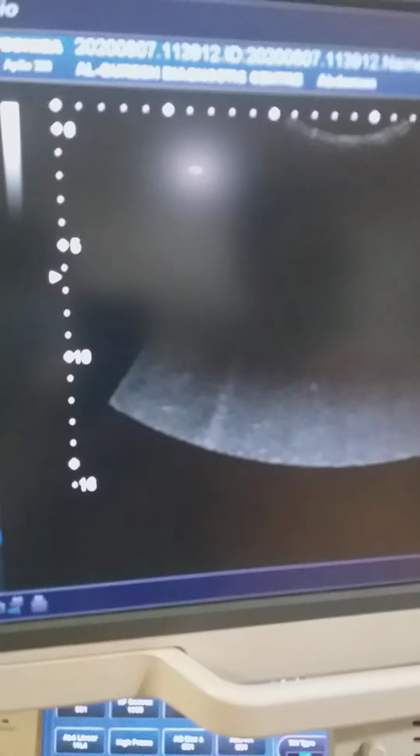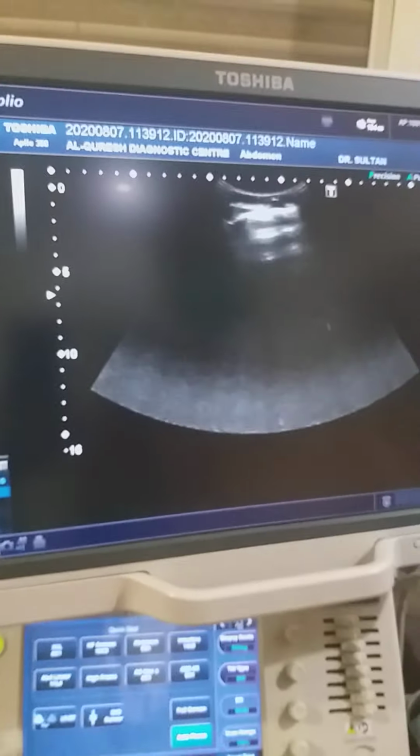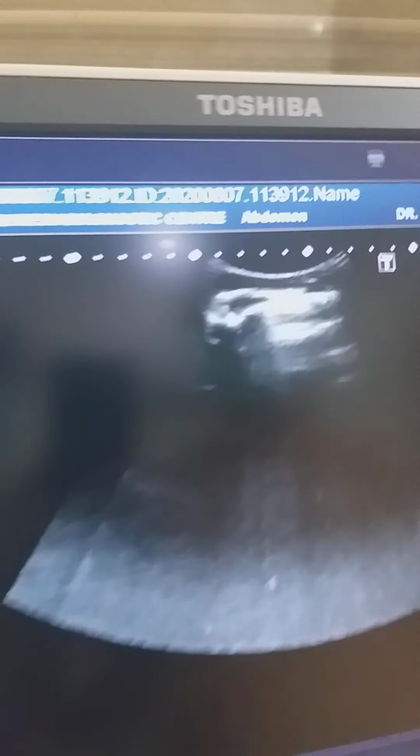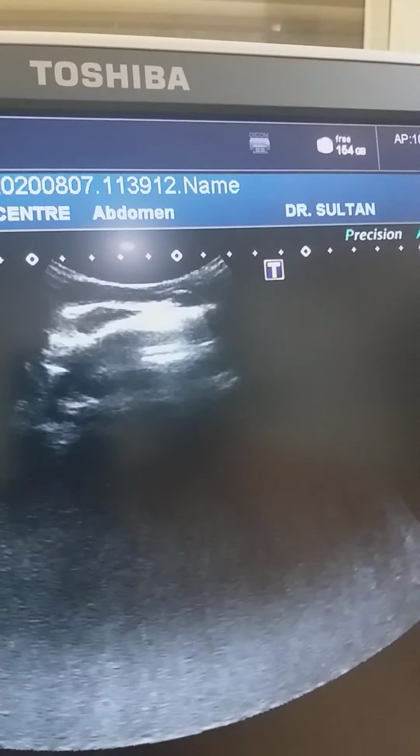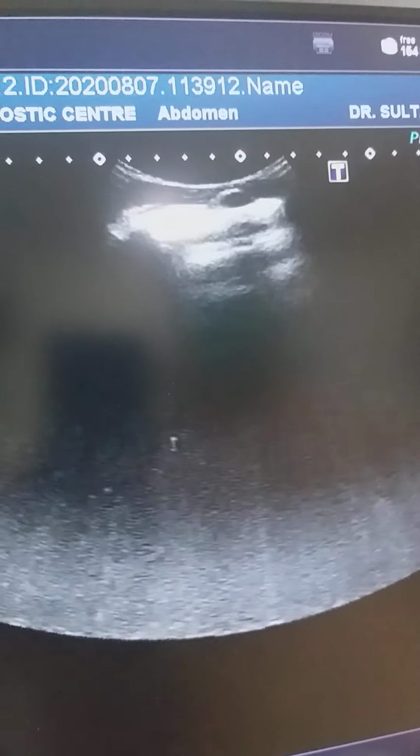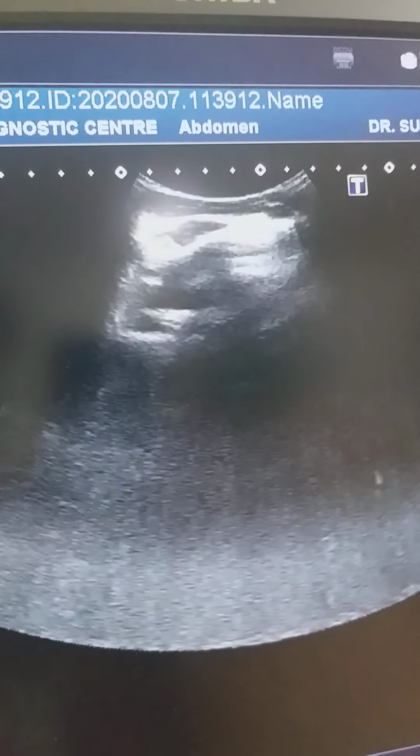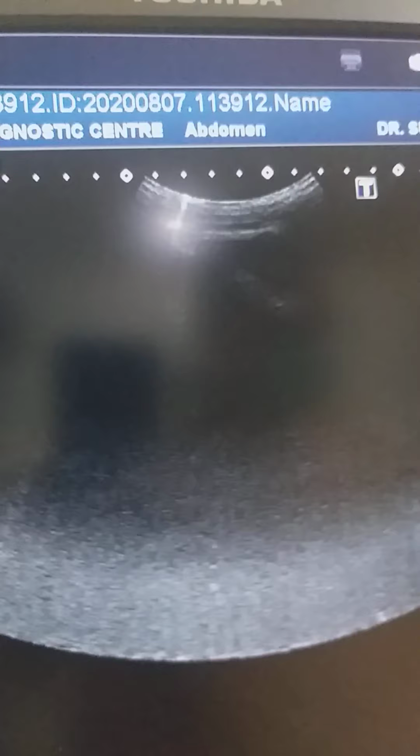I am doing the scan. I am scanning the right upper lung.